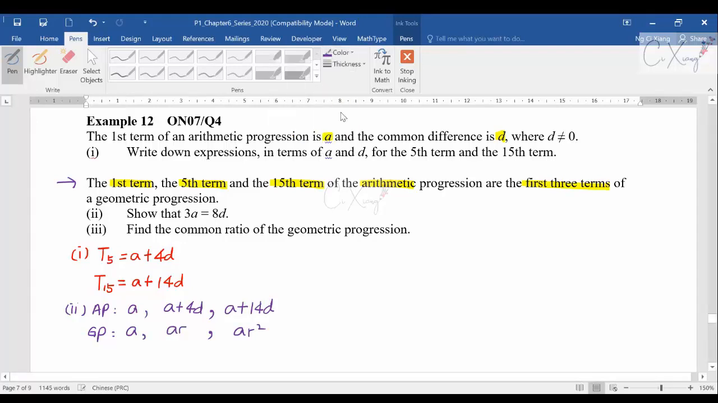So if you compare it like this, what do we have here? We have A plus 4D equals AR, and then A plus 14D equals AR squared. By having these two pieces of information, they want you to show that 3A equals 8D. So I will start from here. First I write out A plus 4D equals AR.